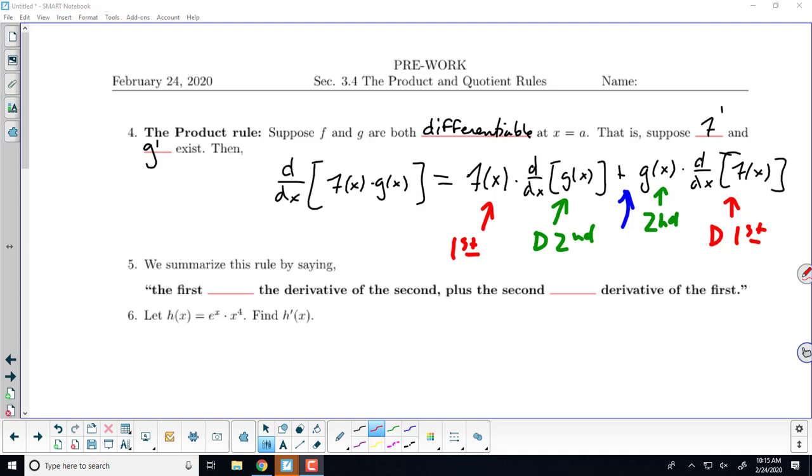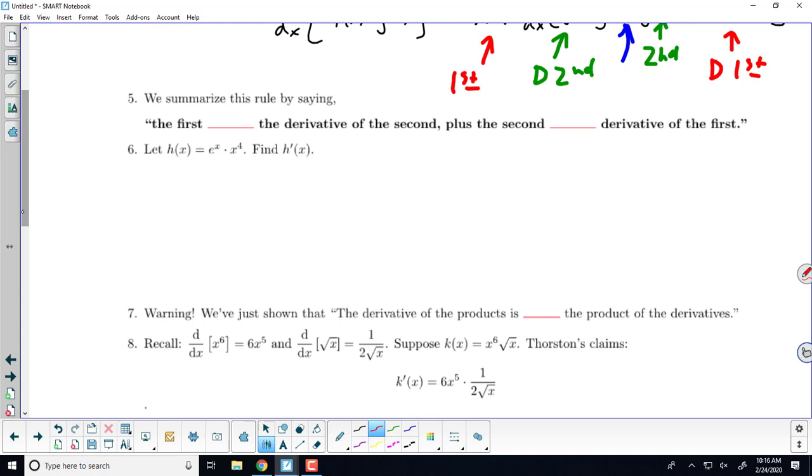I've just linked the 3Blue1Brown video where he goes through a nice visual interpretation of the product rule. Highly recommend you take a look at that. Okay? But as far as what you need to memorize, some variation of this expression here. Okay? So we summarize this by saying the first times the derivative of the second plus the second times the derivative of the first. Okay?